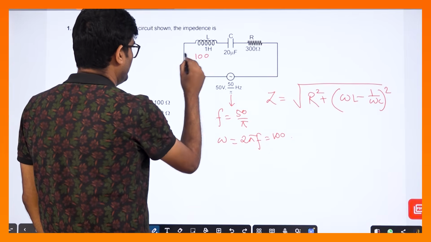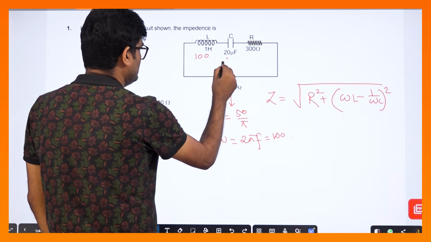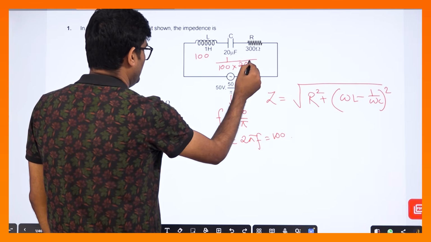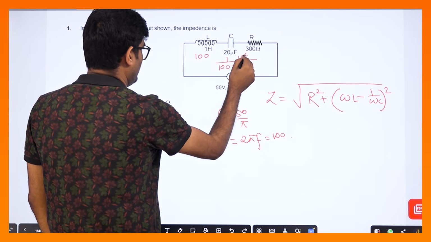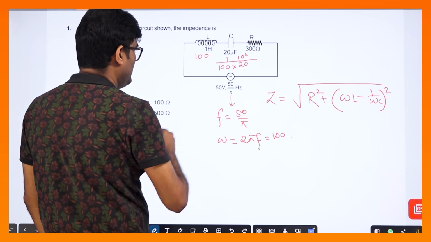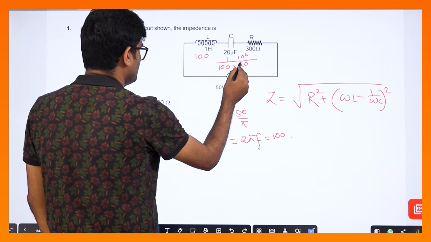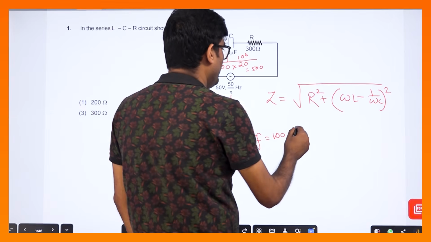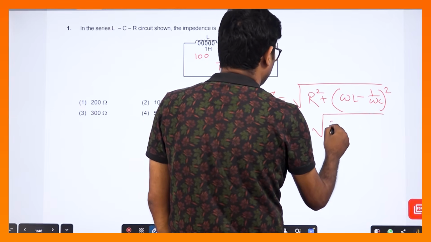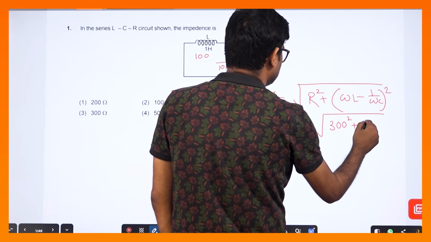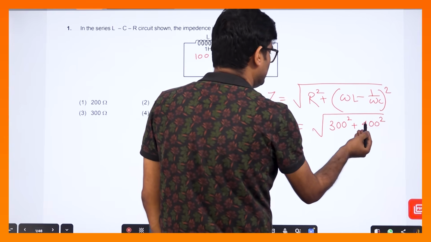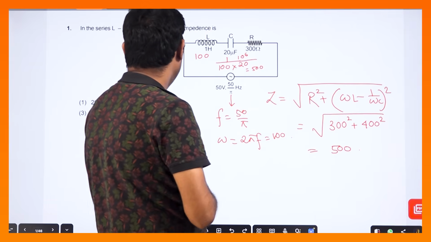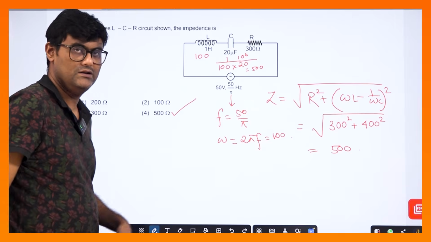Omega into L is also 100, and 1 by omega C is 1 by omega into C, where C is 20 microfarad. 10 to the power minus 6, so I will put 10 to the power 6 in numerator. So 1 to 3, it is 1000 by 2, it is 500, right? So I think it is 100 minus 500 means 400, and this is 300 square. So it is 300 square plus 400 square. Although it is plus or minus, it doesn't matter, and that will be 500, right? So your answer will be 500 ohm. That is the answer of this question.